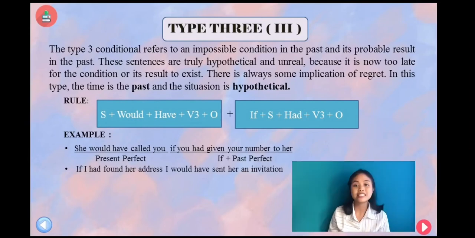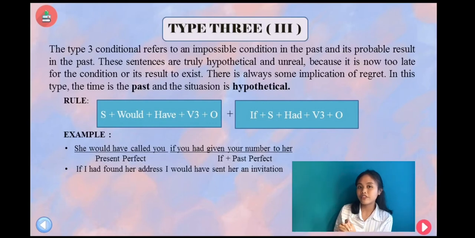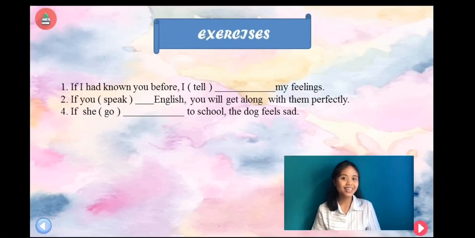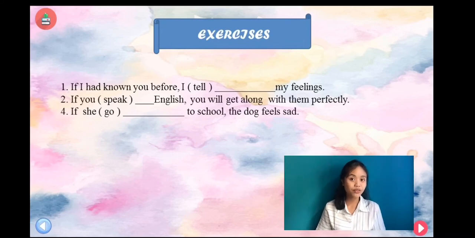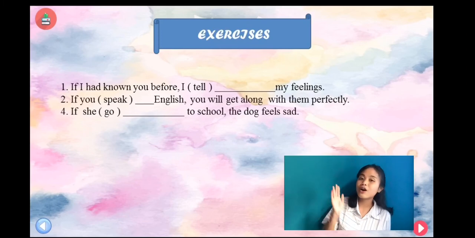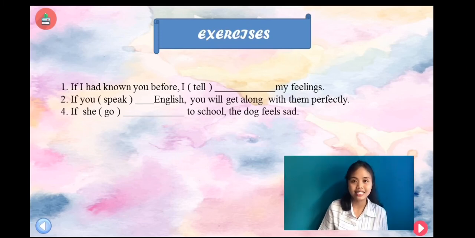And take a look at the second example: if I had found her address, I would have sent her an invitation. So both of the examples sound like regret, right? Okay, for the last chapter, we are going to do some exercises. So let's take a look at our questions in our exercises, and let's start from number 1.